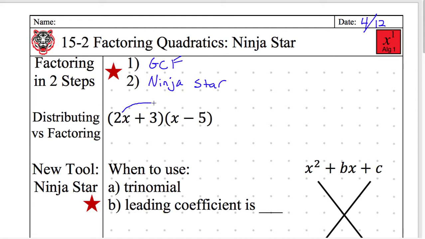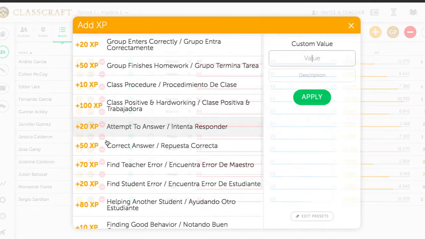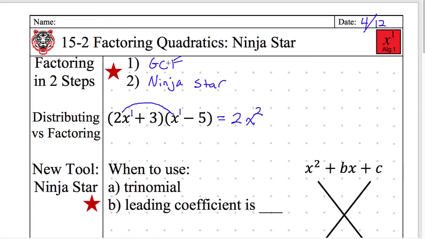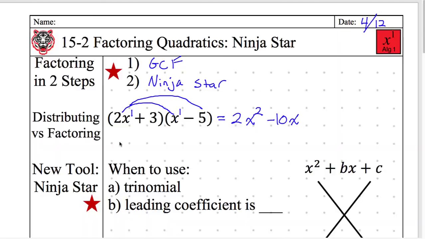Foil means first, 2x times x, quiet raised hand. This is some easy rapid fire XP. Jenny? 2x. This is both to the power, yeah, to the power of 2 because it's 1 plus 1. 2, thank you, Jenny. We're going to get some rapid fire XP here. And then I'm going to do O, F-O, so outer. 2x times negative 5. Andres? 10x. Negative 10x. Thank you, Andres.